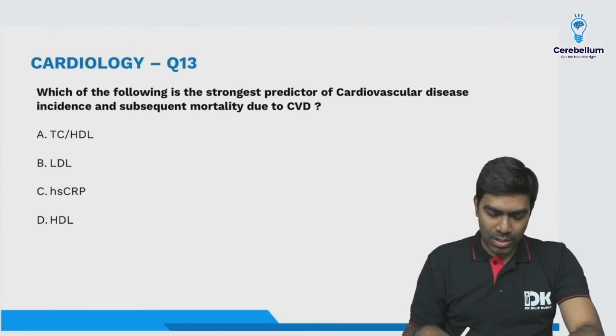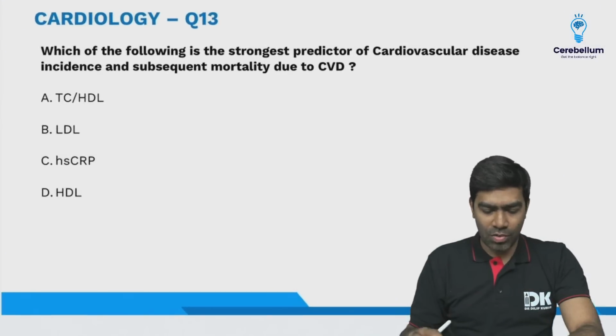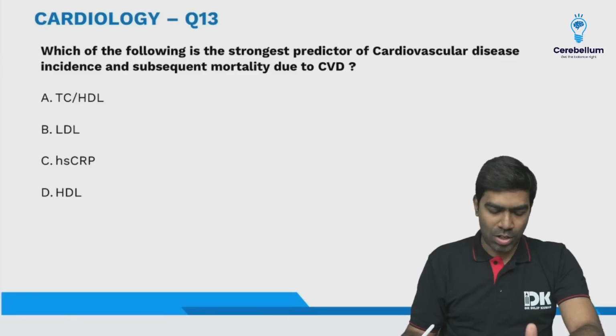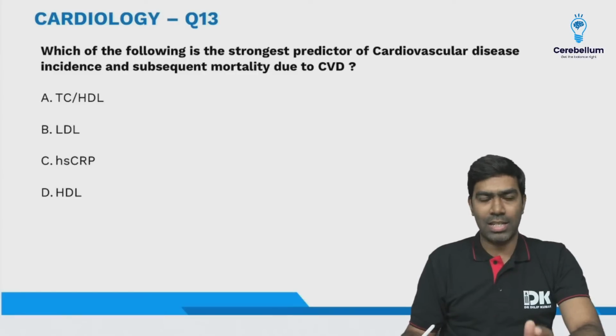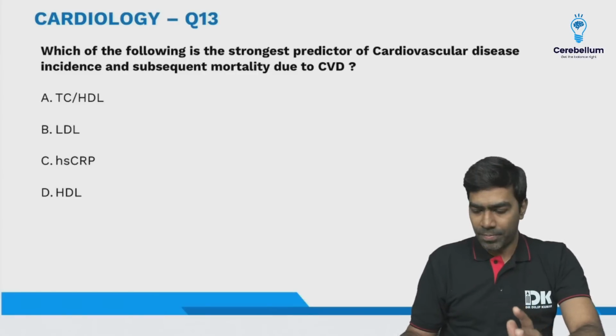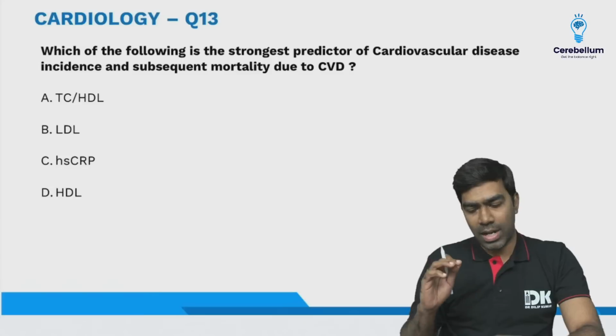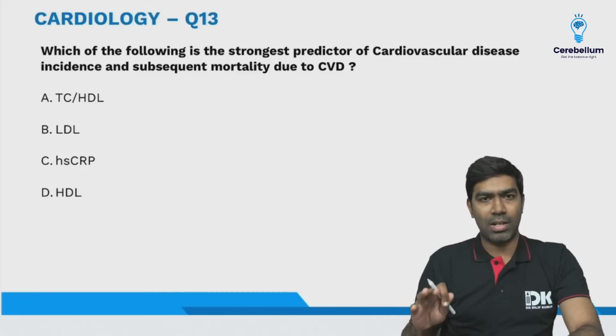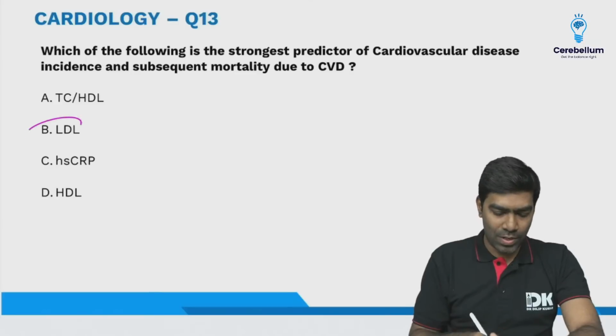So look at this question. Which of the following is the strongest predictor of cardiovascular disease incidence and subsequent mortality due to cardiovascular disease? Is it total cholesterol by HDL, or is it LDL, or is it HSCRP, or is it HDL? Remember, whatever may be the case, whenever they talk about a marker and cardiovascular disease, it is always LDL.